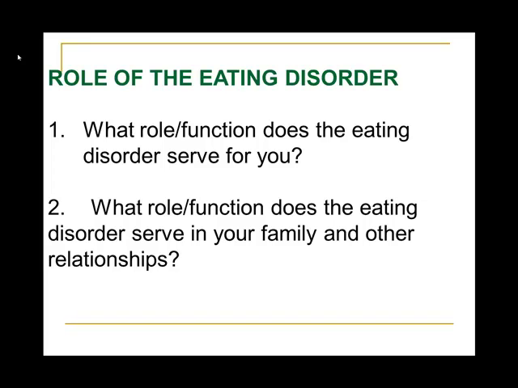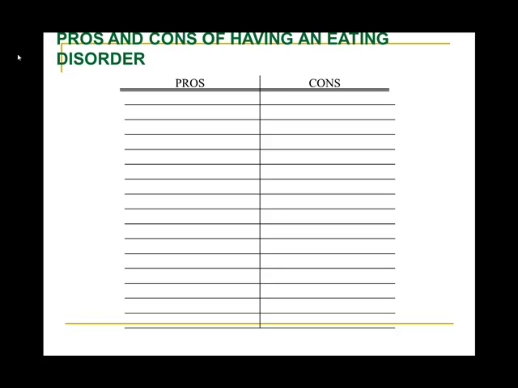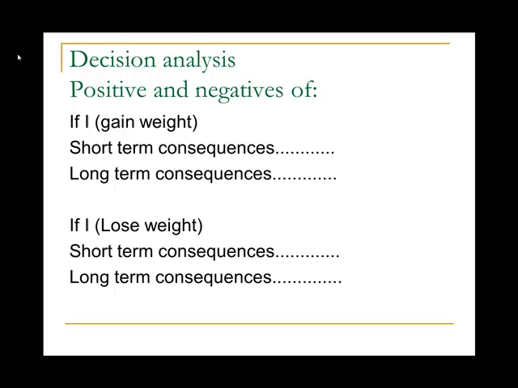Examples of particular strategies that are used are to ask the person, what role or function does the eating disorder serve for you, and ask them to reflect on this and think about it and to come back and talk about it in the next session. And then, what role or function does the eating disorder serve in your family and other relationships? Ask them to think about this, maybe in between sessions, come to the next session and talk about it more. We also might ask them to draw up a list of the pros and cons of having an eating disorder and reflect on that.